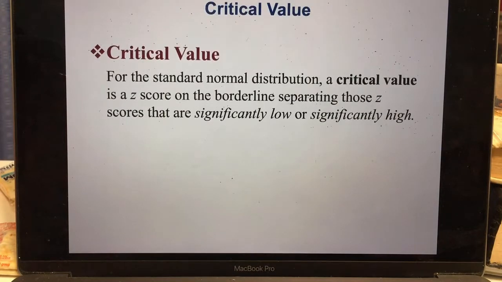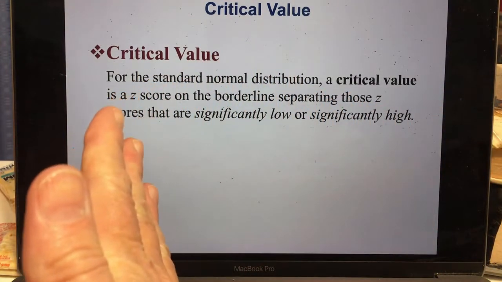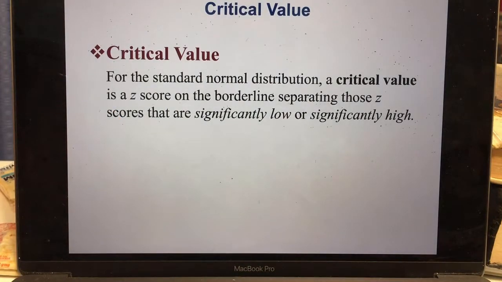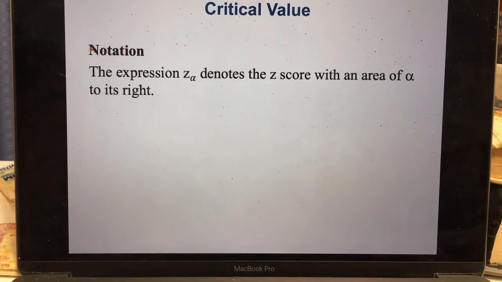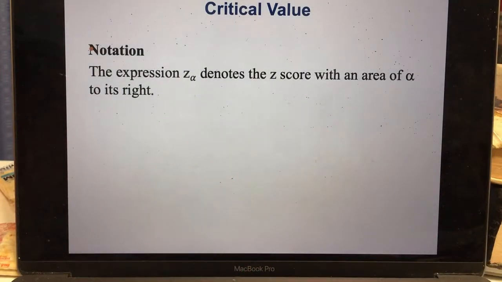Okay, so now let's talk about what is a critical value. For the standard normal distribution, a critical value is a z-score on the borderline, which is separating those z-scores that are significantly low or significantly high. Okay, and we've talked about kind of a thumb rule that 2 standard deviations to the right and 2 standard deviations to the left might be those critical values, but we've talked about also that that's not a hard and fast rule. Okay, the expression Z alpha, this is a little alpha over here. The Z alpha denotes the Z-score with an area of alpha to its right.